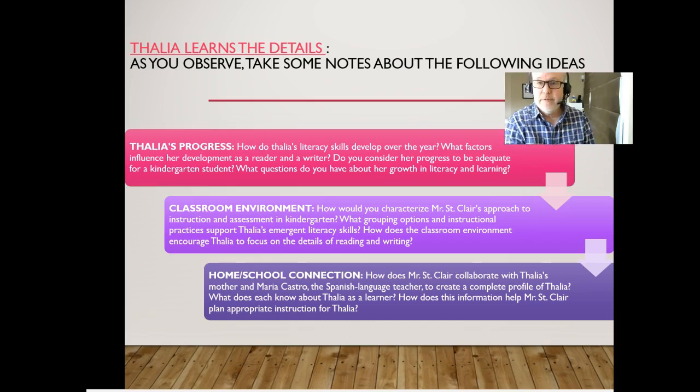So I'd like you to take some notes for yourself on things like Talia's progress. How do her literacy skills develop over the year? What factors influence her development as a reader and a writer? Do you think she's progressing well? Why or why not? Or questions that are coming up for you. Take a look at the classroom environment. You'll see this mix of play and academic engagement, and that's really appropriate for the kindergarten classroom. So take a look at that, and how does that support her literacy learning? And then the ways that there is a school to home connection happening as well.